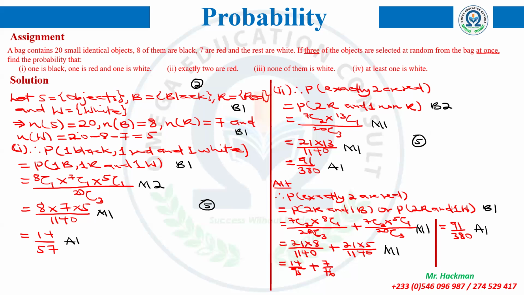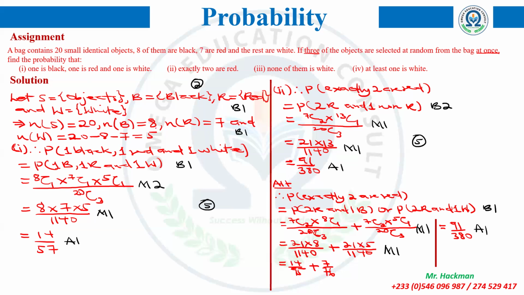In the previous question, you were given the subsets of your sample space, and you added everything to get your sample space. But here, the sample space is given. You know the number of B, that is 8, the number of R, that is 7, and the number of white is not directly given, it is indirectly given. You know the total, which is your number of S, so you should be able to get the number of W.